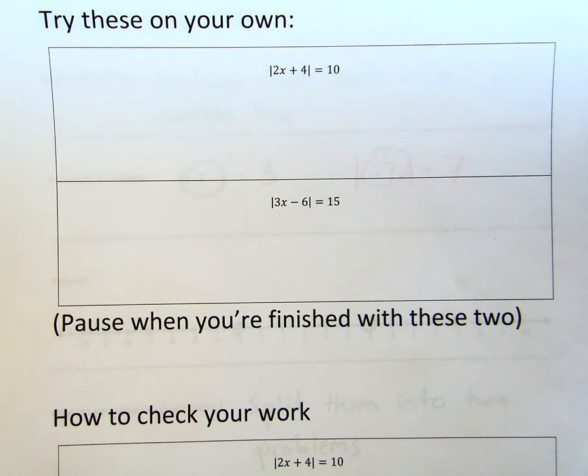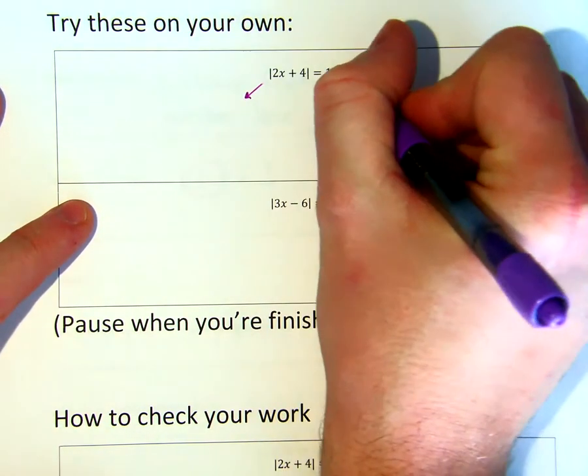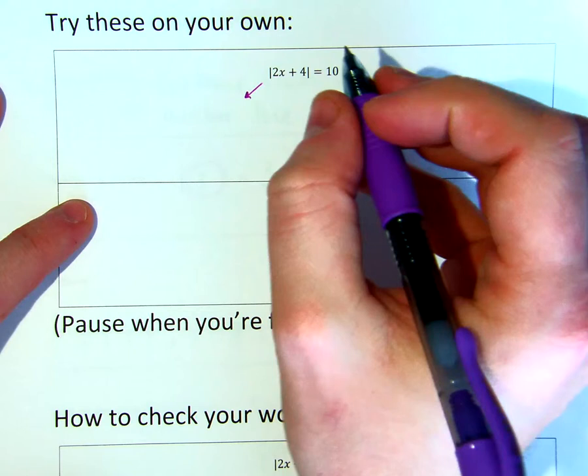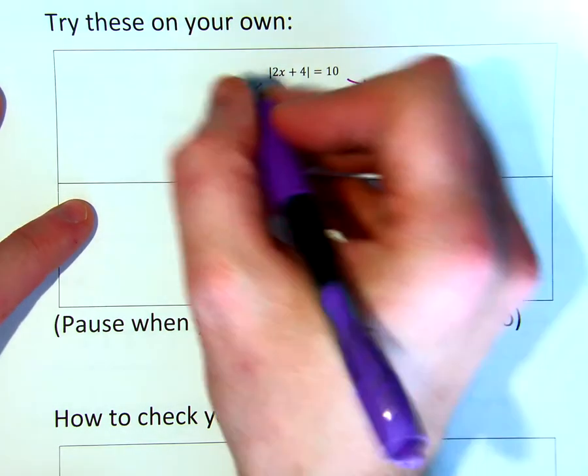Here's a couple absolute value problems to try on your own. The first one, the absolute value of 2x plus 4 equals 10. Like we said before, we're going to split this into two problems. Anytime you see the absolute value symbol, you're going to have two problems and two answers.